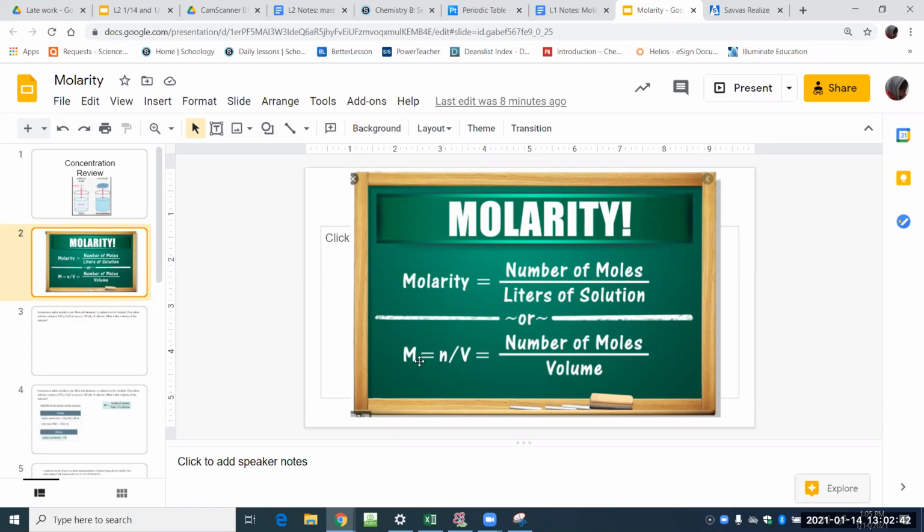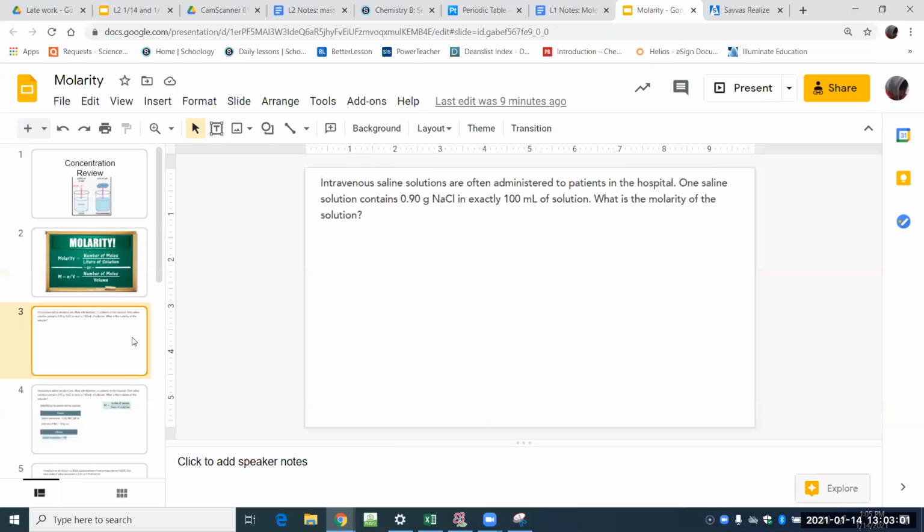And sometimes it's abbreviated M equals n over V. This big M represents molarity or concentration. Okay, this little n represents moles and the V represents volume, and it has to be in liters. Okay, so that's a key point. It has to be liters. All right, so based on that, let's look at some examples. So let's read this example together. So I'll do a full example, and then I'll pose a question for you guys to work on your own.